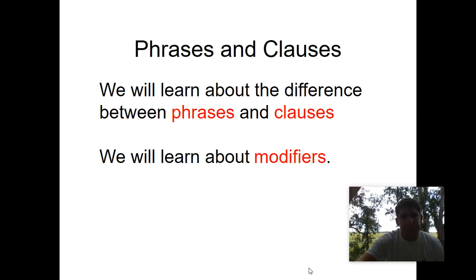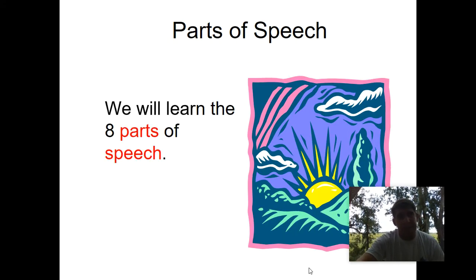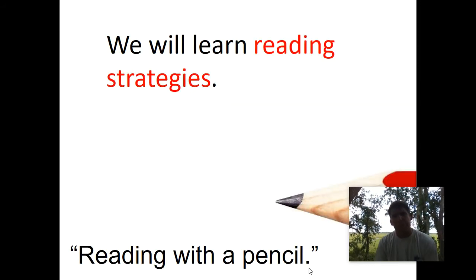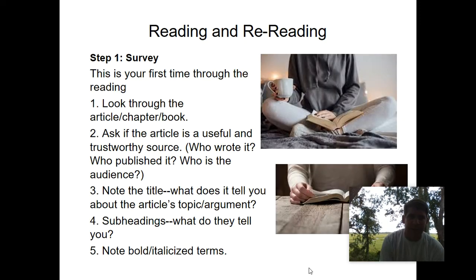We'll learn about parts of speech. There's, of course, 8 parts of speech, and we're going to learn about them. We'll learn the difference between phrases and clauses. We'll also learn about modifiers, which include adverbs and adjectives. We'll learn reading strategies, and that's one of the things we're going to start with. Reading and rereading. Sometimes this strategy is called reading with a pen because it leads to annotation.